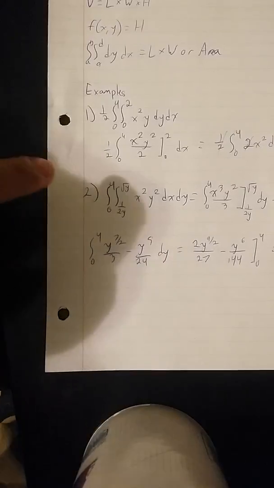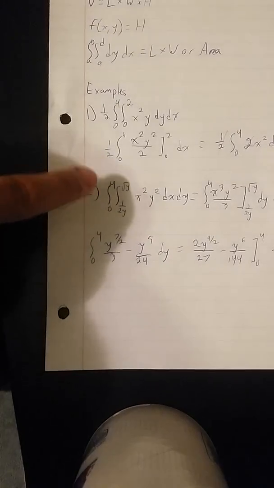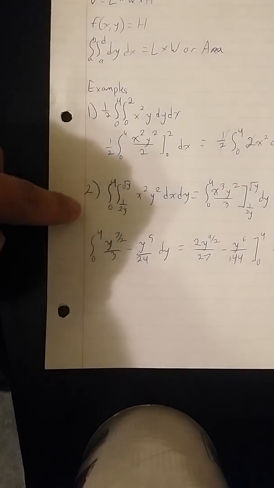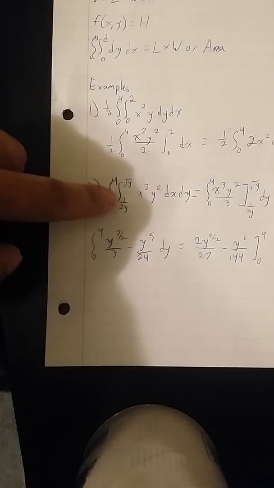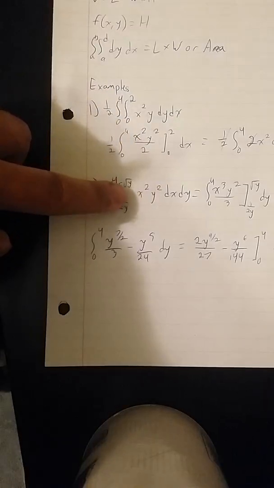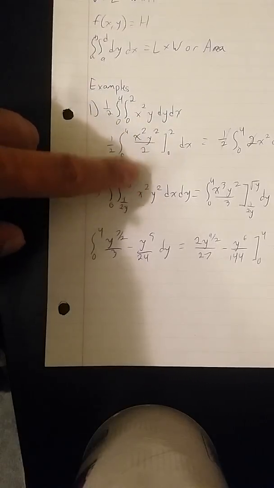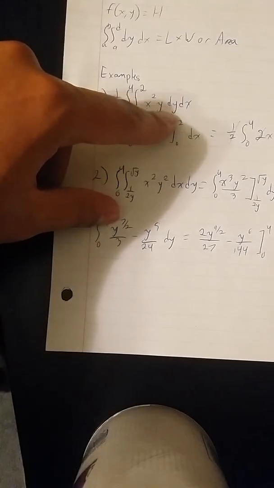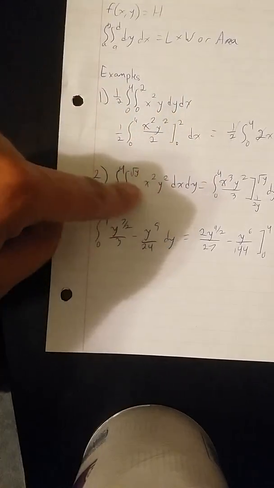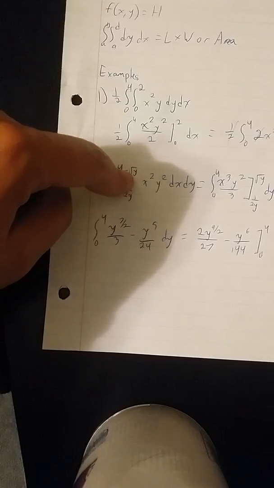Pretty easy. Now in the second one, I added the variable y in there, with the double integral from 0 to 4 and from 1/2 y to square root of y of x squared y dx dy. You can see here I flipped from dy dx to dx dy because I have the y's here first.